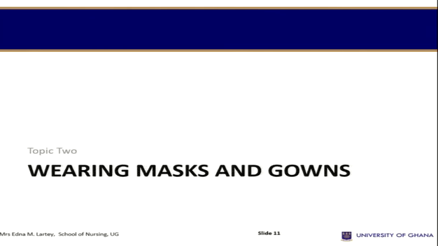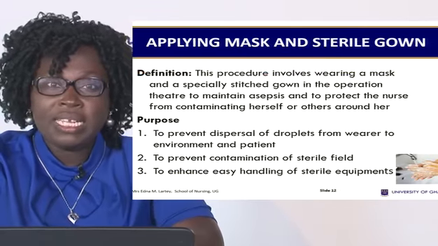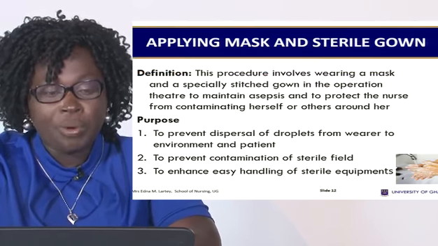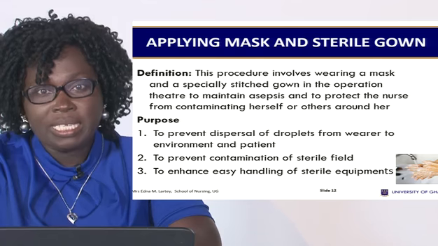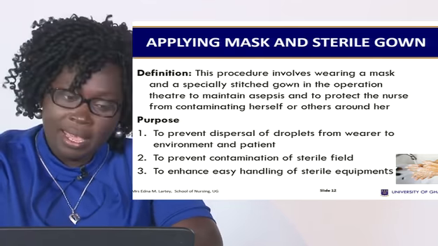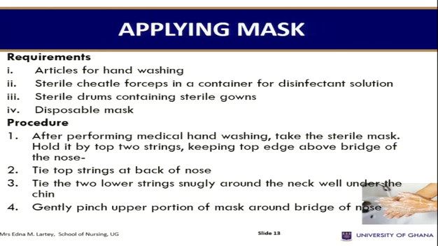Our next topic is wearing of masks and gowns. This is a procedure that involves wearing a mask and a specially stitched gown in the operation theater to maintain asepsis and to protect the nurse from contaminating herself or others around her. What is the purpose of wearing a mask or a sterile gown? To prevent dispersal of droplets from wearer to environment and patient, to prevent contamination of sterile field, and to enhance easy handling of sterile equipment.